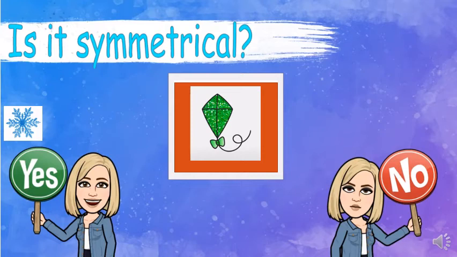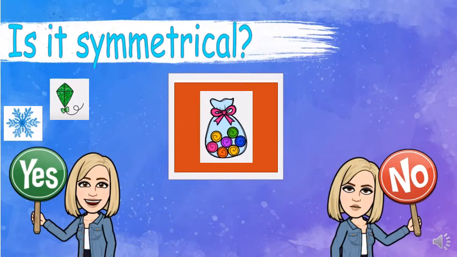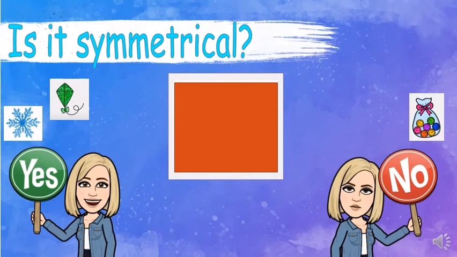What about this kite? Yes or no? If you put a line in the middle, yes, we can see that we have two same sides. Let's see this jar of candy. No, because when I put a line, we can see different colors on both sides.